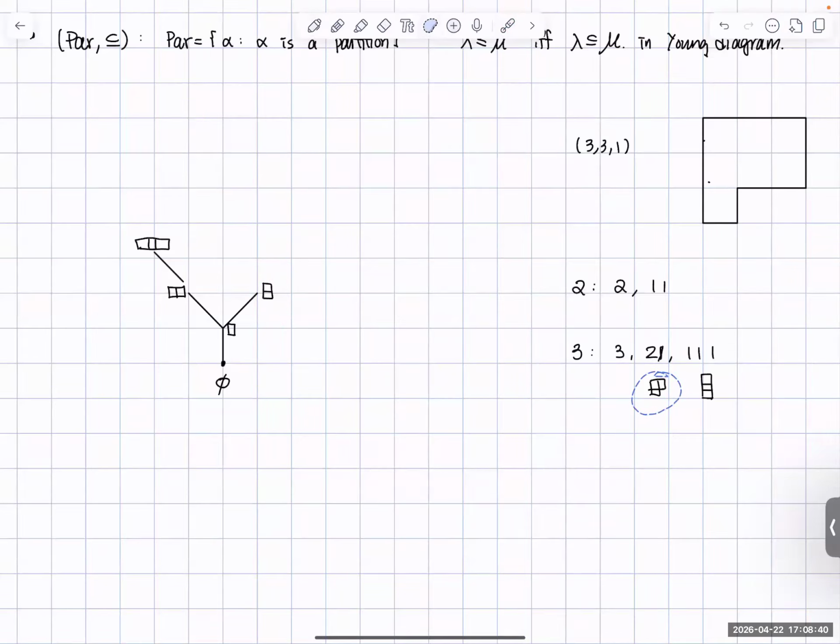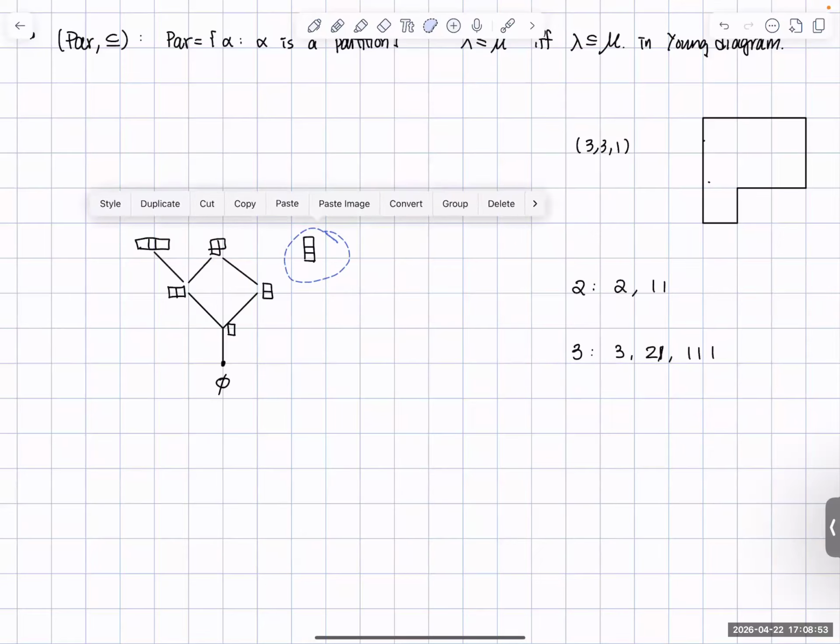The 2, 1 here includes both of them, right? This and this, because you have this or you have this. And then for the 1, 1, 1, you have this, right? Can we view 2, 1 and 1, 2 as the same? 1, 2 is not a partition because a partition has to be decreasing.